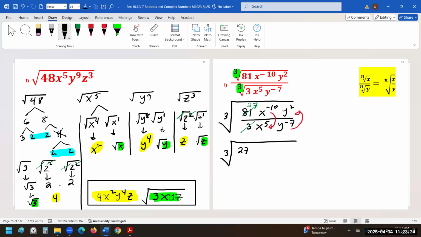There is no more x to the 10. We have y squared. From the denominator, now we get a new one, y to the 7. There is no more 3 on the denominator because we canceled it. We have x to the 5. But now the x to the negative 10 comes down and turns into a positive 10. And now we can combine them.